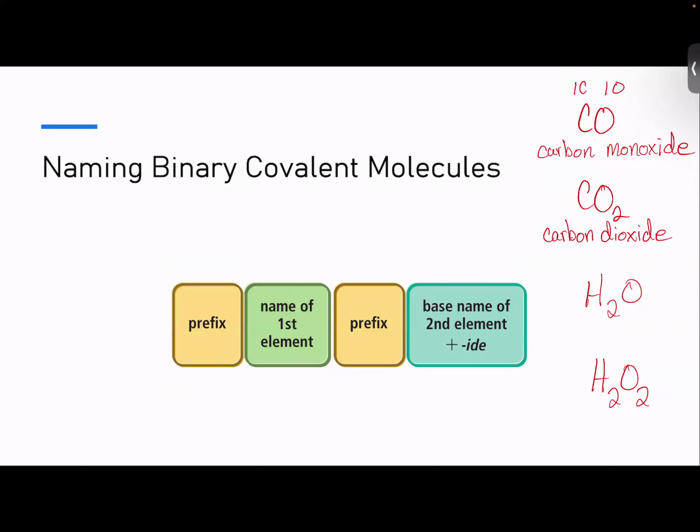I am saying this because invariably I am going to have somebody that puts prefixes on ionic compounds or puts prefixes where they don't belong. So I'm warning you. The only time you're going to use prefixes are on what type of compound? The binary covalent. Otherwise, forget them. Don't use them, except on binary covalent molecules.